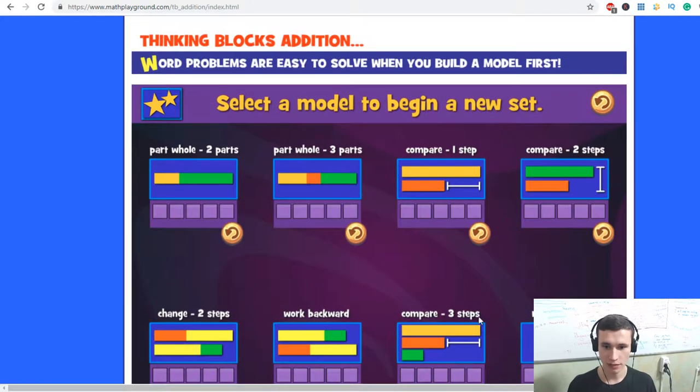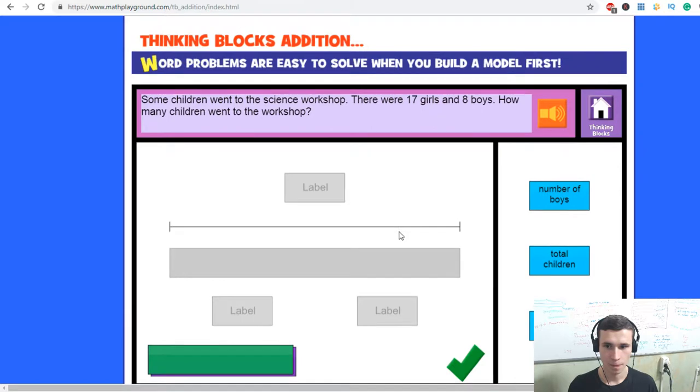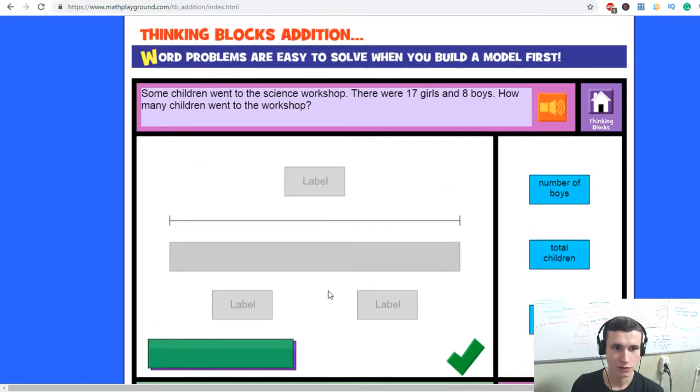Work backward, compare, run the models, change. Part whole, compare. Part whole, what is part whole? Compare, two steps, work backward. Okay, first level. Okay, instruction.